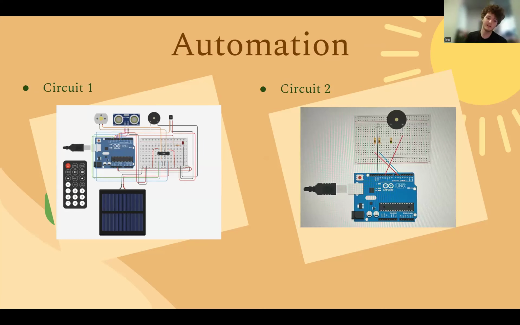This is our automation. Our circuit on the left, circuit one, is the main automation part for the vehicle. The biggest part about it is there's an auto braking system using the ultrasonic sensor. It'll shoot a sound wave in front of the vehicle and it bounces back when it hits objects, so it can detect the distance between the car and the object in front. And if it gets too close, it'll start slowing down and stop. And that's the main part.